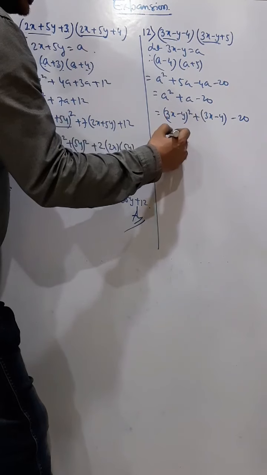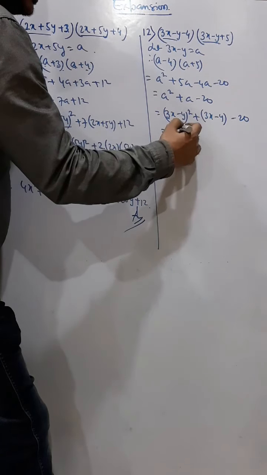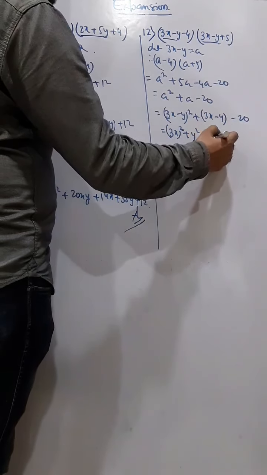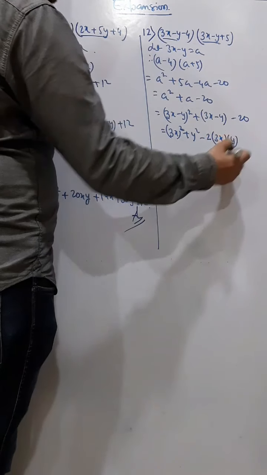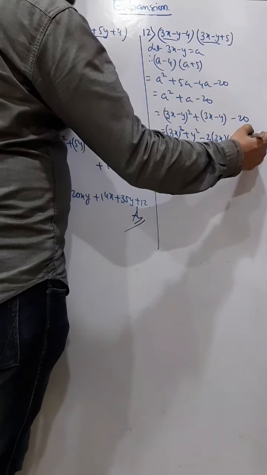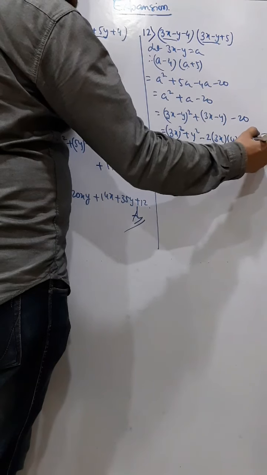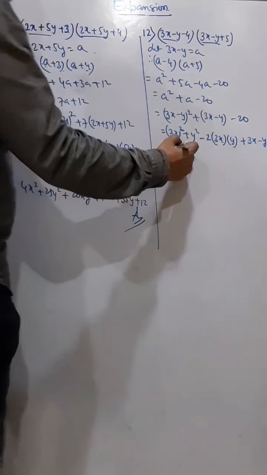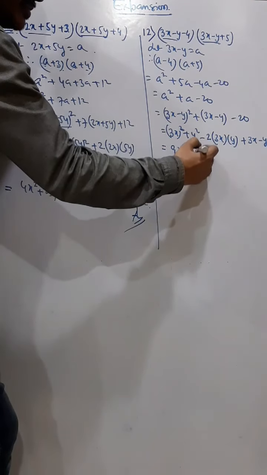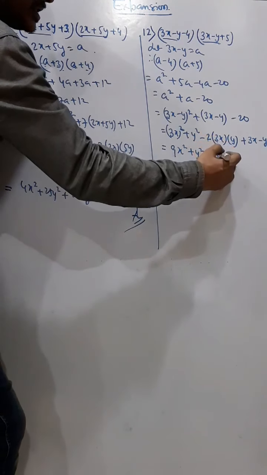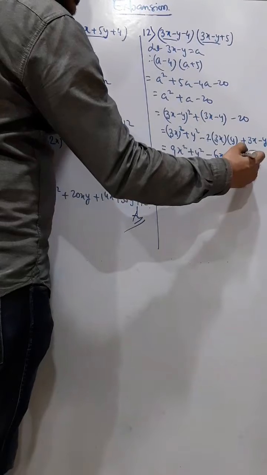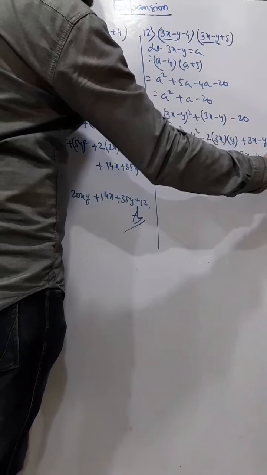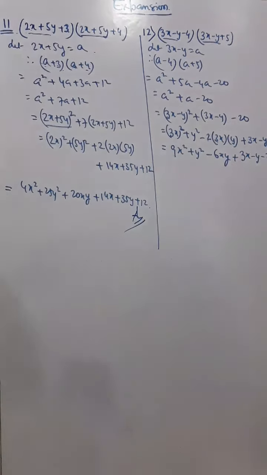a minus b whole square, again the formula a square plus b square minus 2 into a into b, plus 3x minus y and minus 20, and then finally we got here 9x square plus y square minus, 3 into 2, 6xy, plus 3x minus y minus 20. Okay, and that is the answer.